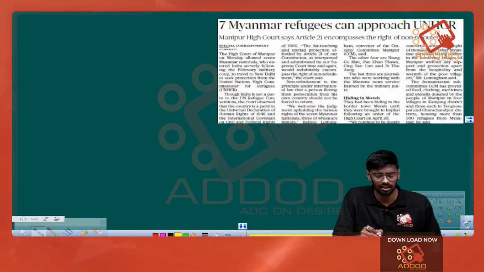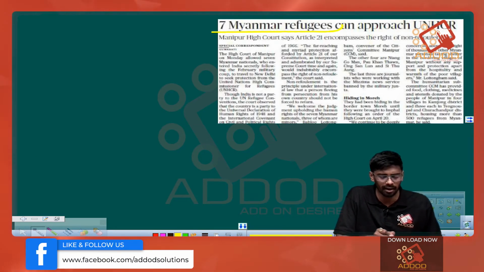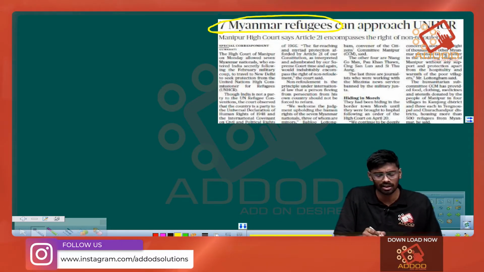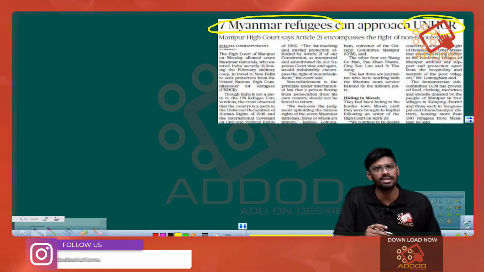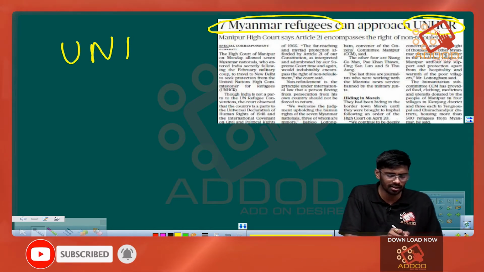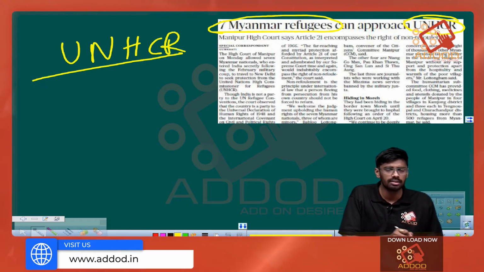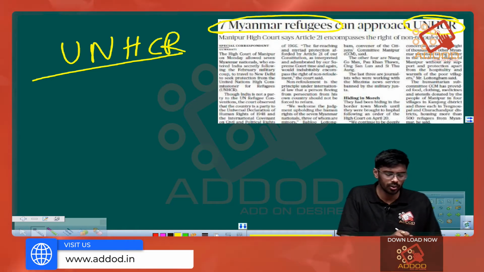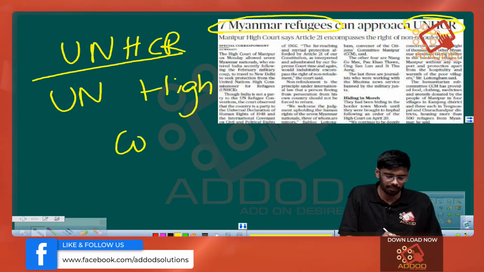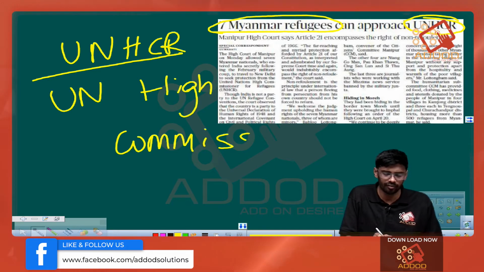Next, we have an article where 7 Myanmar refugees who have entered India illegally were asked by the Manipur court to approach the UNHCR office in Delhi. So, what is this UNHCR? The UNHCR stands for United Nations High Commissioner for Refugees.